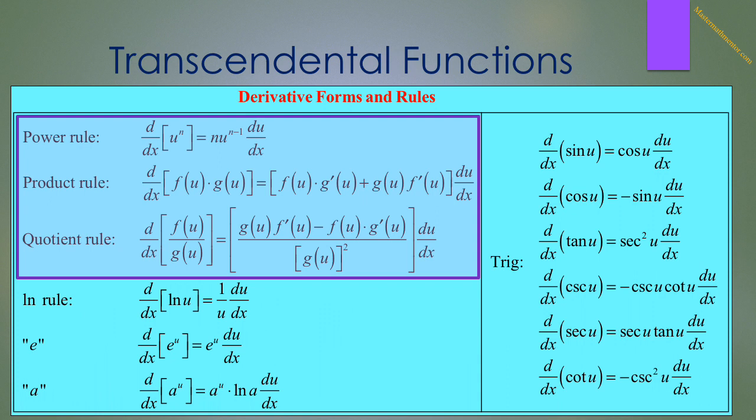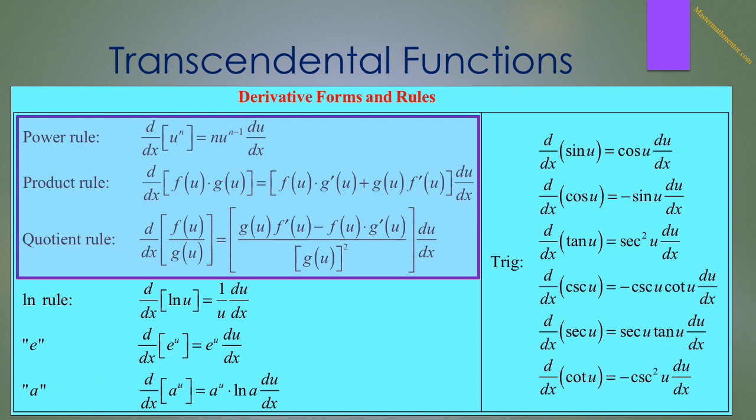Our first three rules are the algebraic rules: the power, the product, and the quotient. So the power rule says that the derivative with respect to x of u to the n is n u to the n minus 1 times du dx. The product rule states that the derivative with respect to x of f of u times g of u is f of u g prime of u plus g of u f prime of u times du dx.